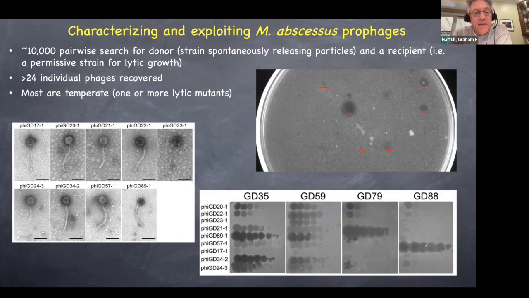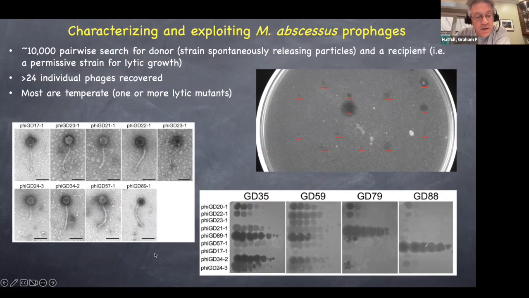We've been interested in asking whether we can get spontaneous induction of these prophages from some of these strains and then identify other strains that they can infect. So we're doing essentially a very large number of pairwise crosses, looking for a strain that releases a phage and a strain on which it plaques. This is an example of that screen. So we've identified quite a lot of these now.